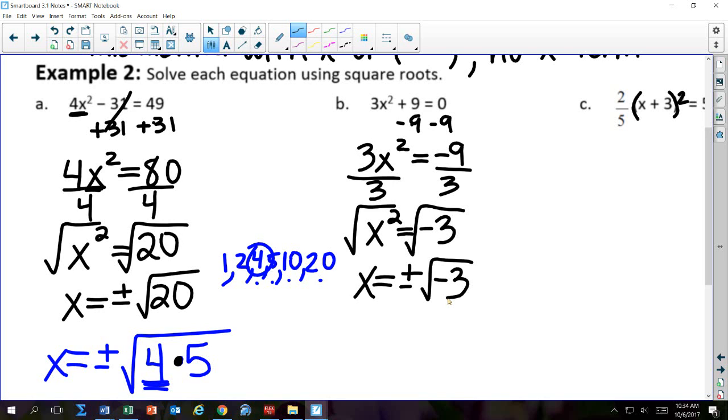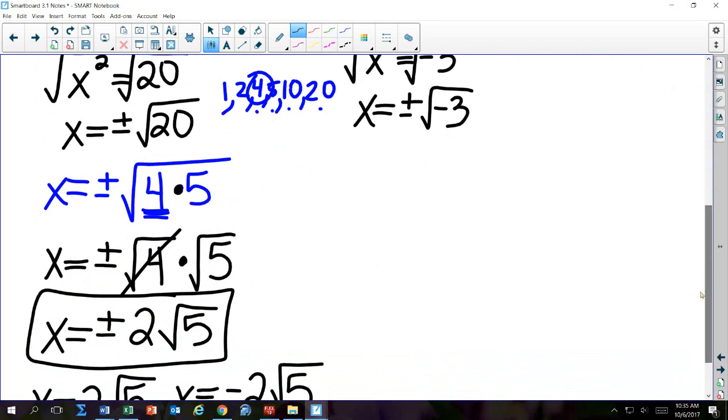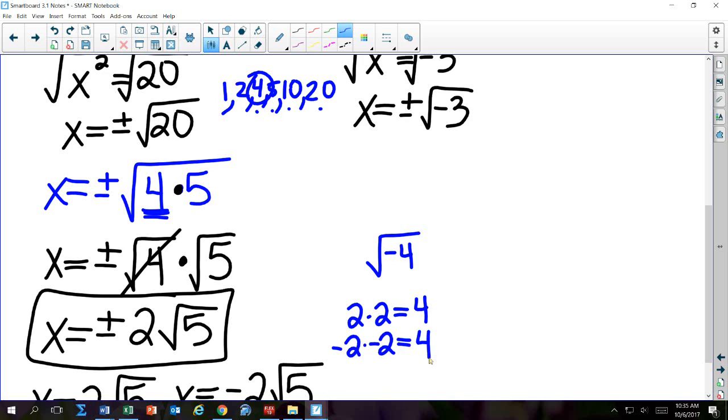I see a negative underneath the radical. Can you take the square root of a negative number? Let's think about a different example. Let's think about like the square root of negative 4. Okay. I know that 2 times 2 is positive 4. Is there a way to multiply something by itself to get a negative number? Like negative 2 times itself is still a positive 4, right? There's really no way to take a number and multiply it by itself and get a negative number.